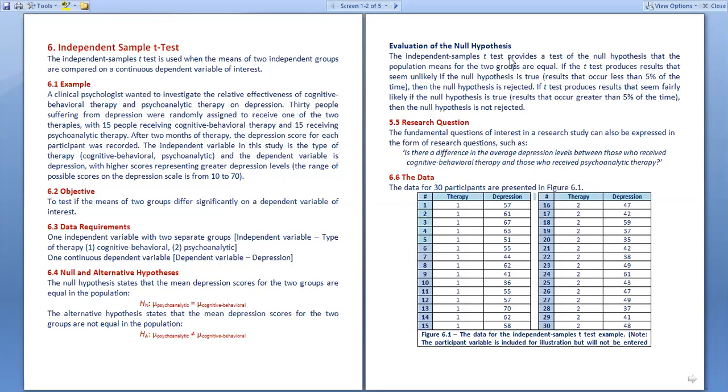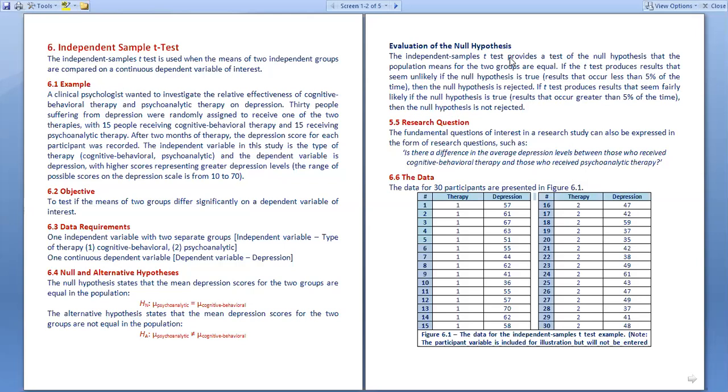So that's there. Now coming to the objective of independent sample t-test, here we are testing the means of two different groups, and we are trying to find out whether they are significantly different from each other or not. Data required for independent sample t-test is that we require two separate groups, and here in this case we have got the type of therapy we are using. One is cognitive behavioral, second is psychoanalytic, and we have the continuous dependent variable, that is the rate of depression we are having. So that's given to us.